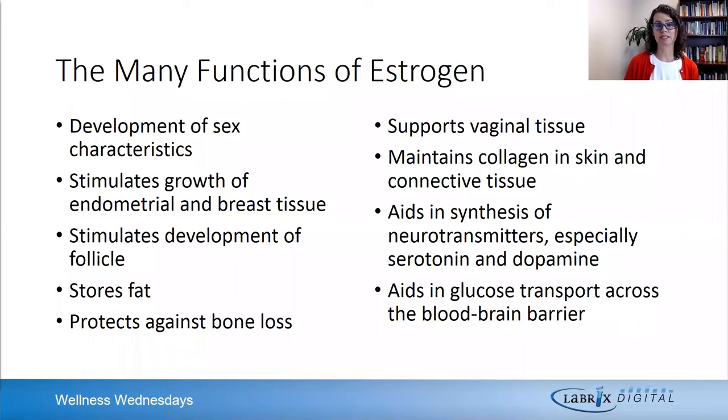It stores fat. It protects against bone loss, something that's very important for women who are postmenopausal. It supports vaginal tissue. It maintains collagen in the skin and in the connective tissue. It aids in the synthesis of neurotransmitters, especially serotonin and dopamine, and it aids in the glucose transport across the blood-brain barrier.